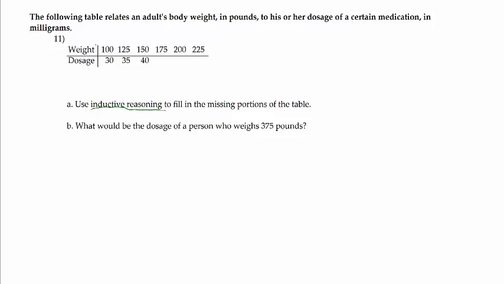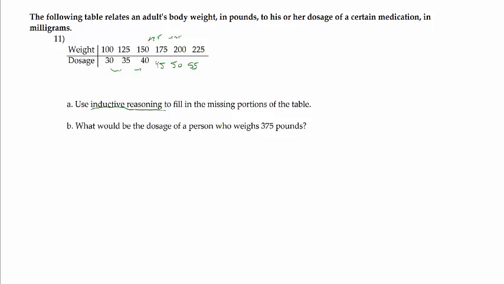Now, if you notice on the weight, we go from 100 to 125, 125 to 150, 150 to 175. So hopefully you notice that we're adding 25 each time. And so to go from 175 to 200, 200 to 225, we're continuing that pattern. What's happening on the lower numbers? Well, it looks like each time we're adding 5. So the next number is going to be 45, then 50, then 55. So we use inductive reasoning to fill in the table. So again, we looked for a pattern.